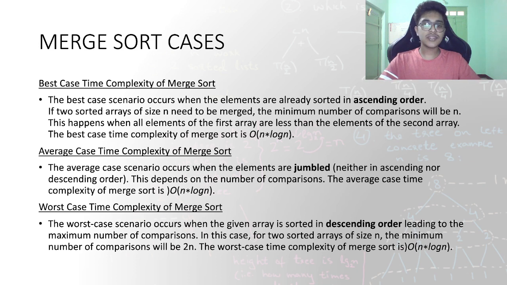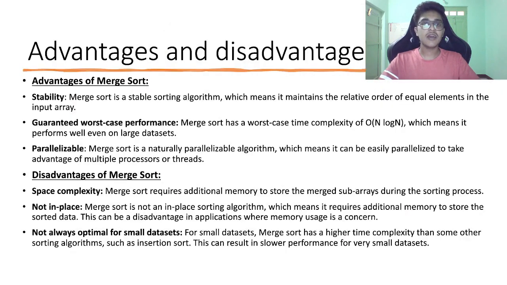Next would be the worst case time complexity of merge sort. The worst case scenario occurs when the given array is sorted in descending order, leading to the maximum number of comparisons. In this case, for two sorted arrays of size n, the number of comparisons will be 2 into n. So the worst case time complexity of merge sort is again big O of n log n. So these three are the best, the average, as well as the worst time complexity of merge sort. Moving on to the next slide, we have the advantages and the disadvantages of merge sort.